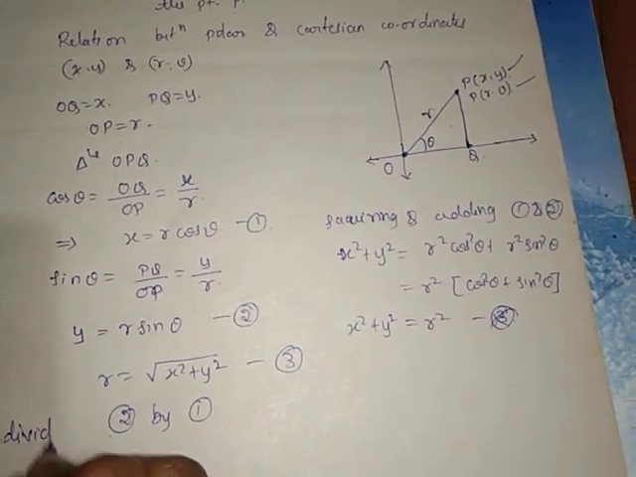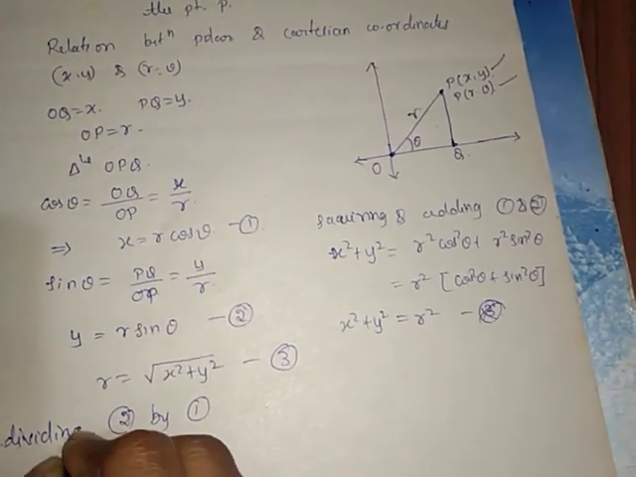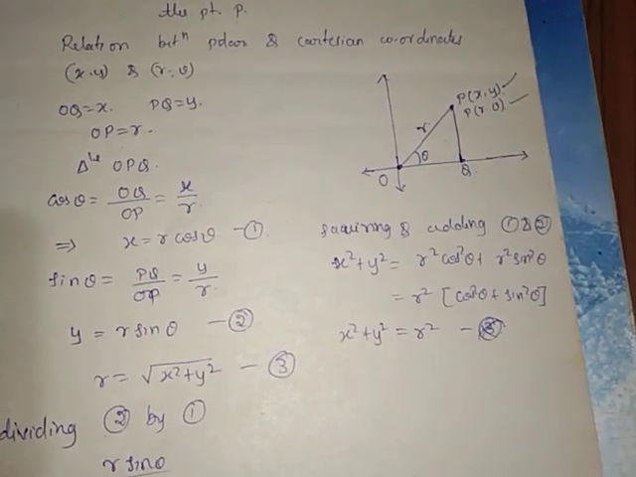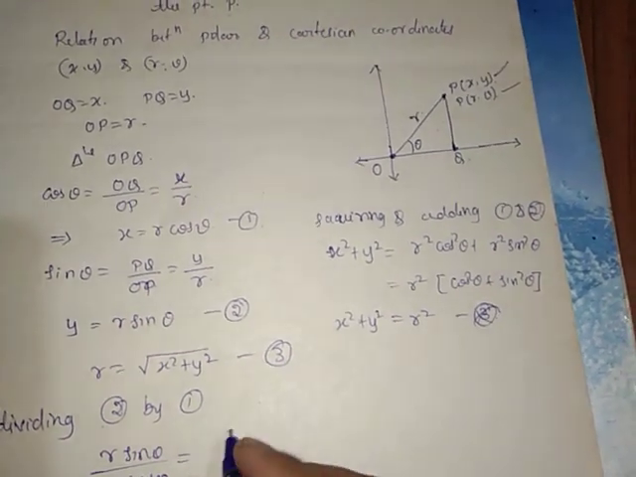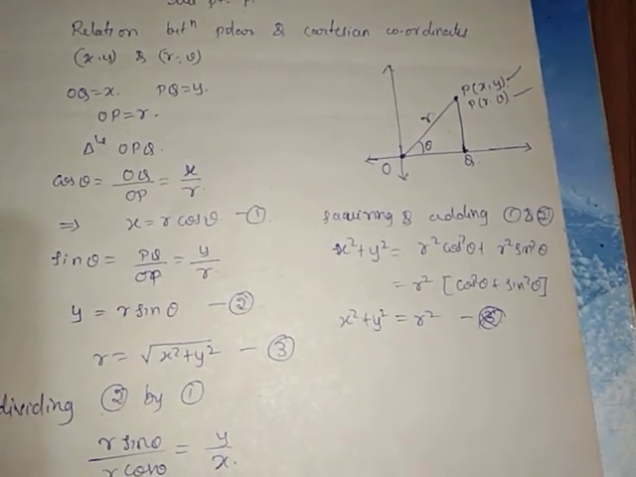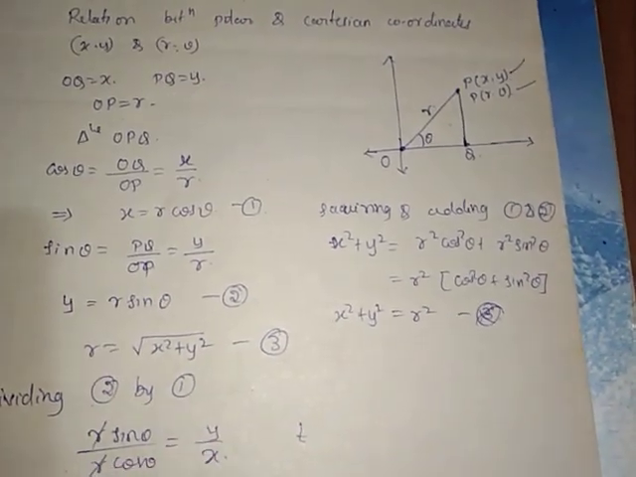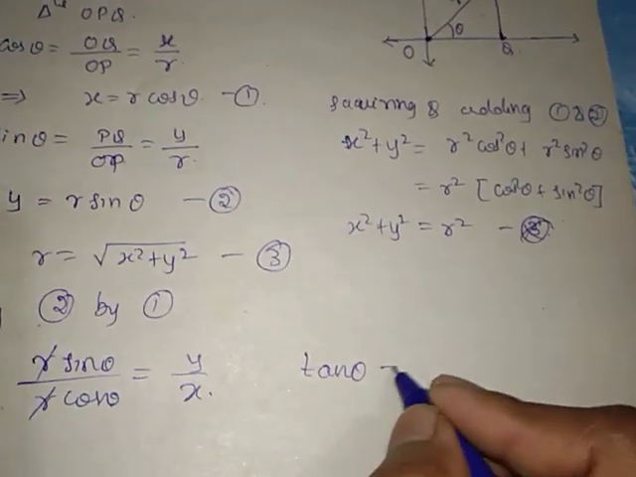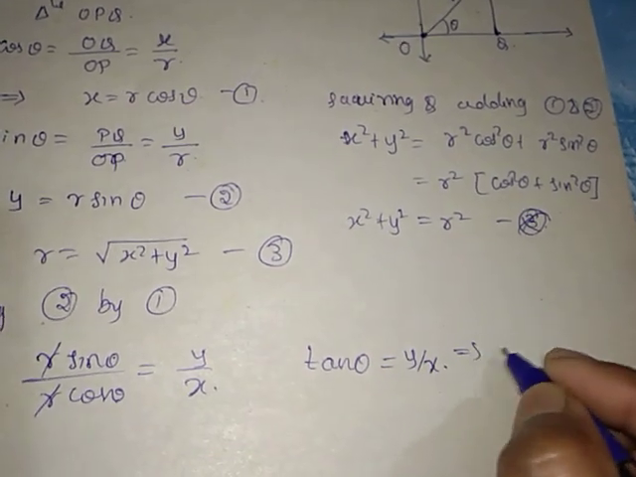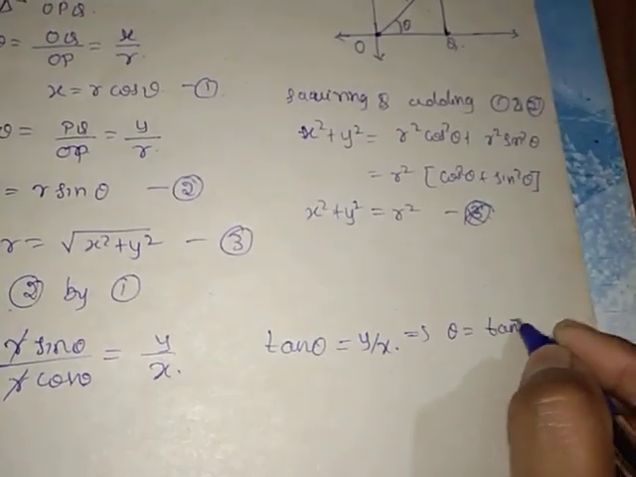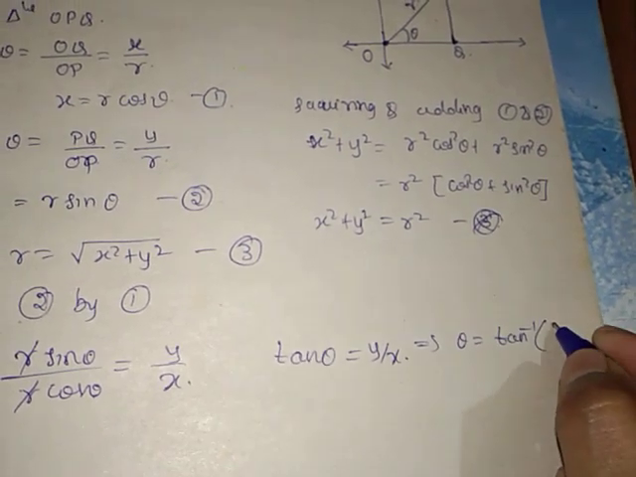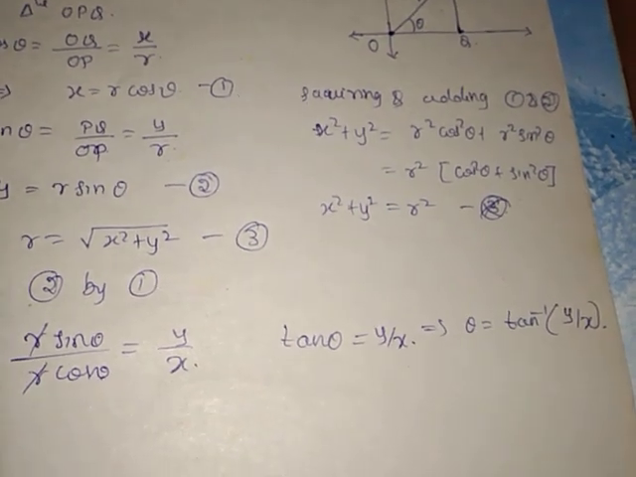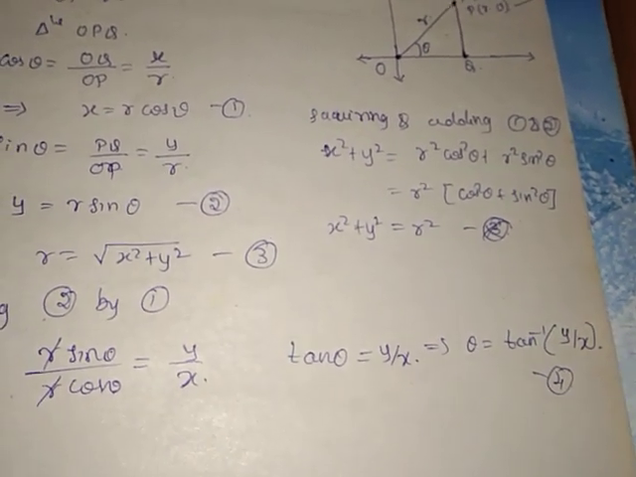Dividing 2 by 1, we get r sin theta divided by r cos theta equal to y divided by x. Here the r gets cancelled. Sin by cos is tan theta, equal to y divided by x. That implies theta equal to tan inverse of y divided by x. Call this equation 4.